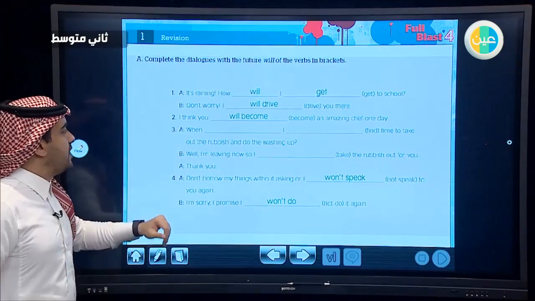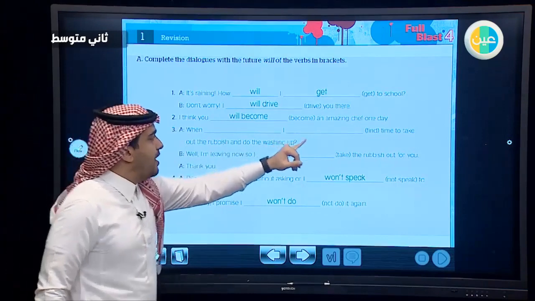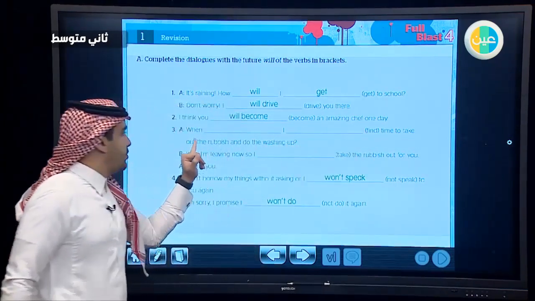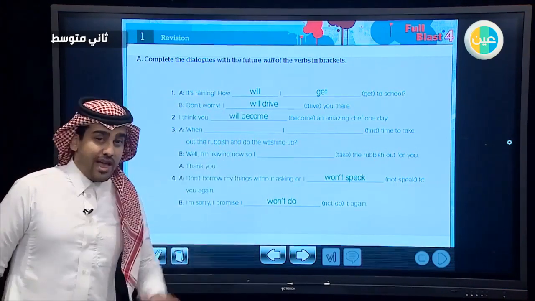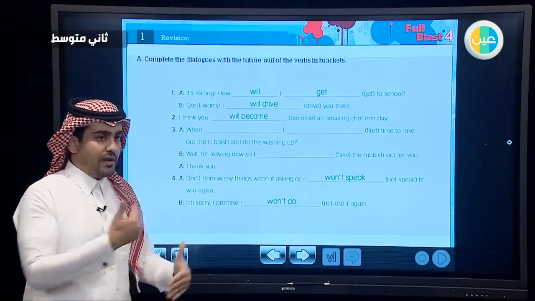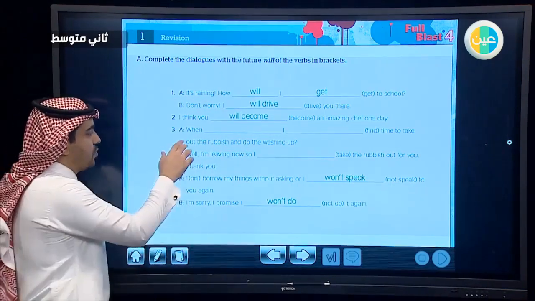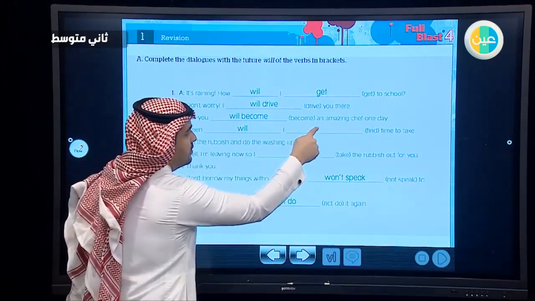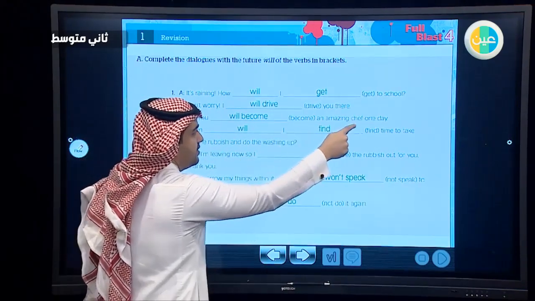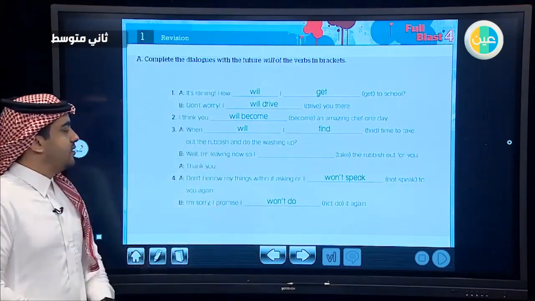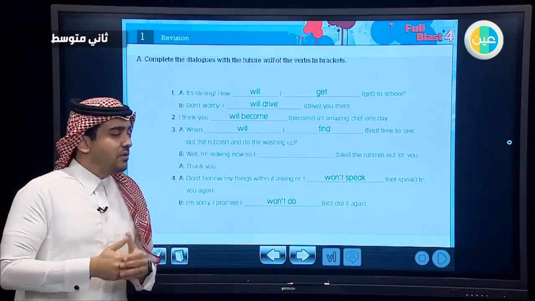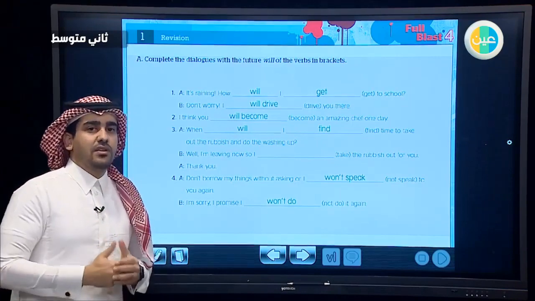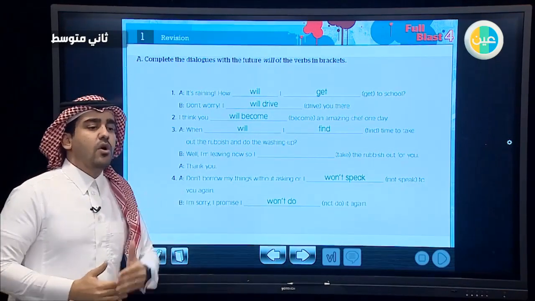Okay, number 3. When blank I blank find time to take out the rubbish and do the washing up. Okay, asking about something in the future, we said we use will at the beginning of the sentence. So when will I find time to take out the rubbish and do the washing up?